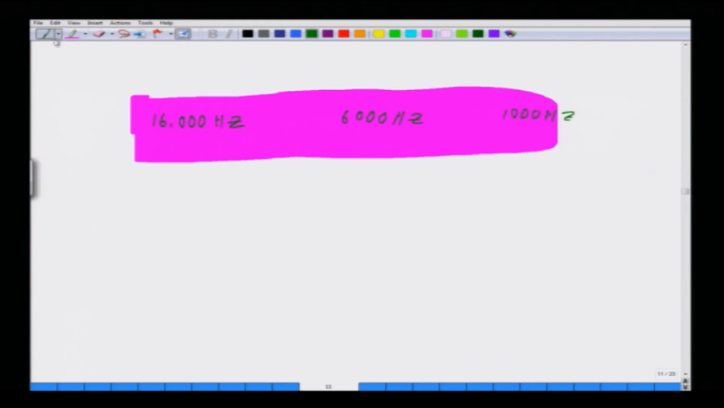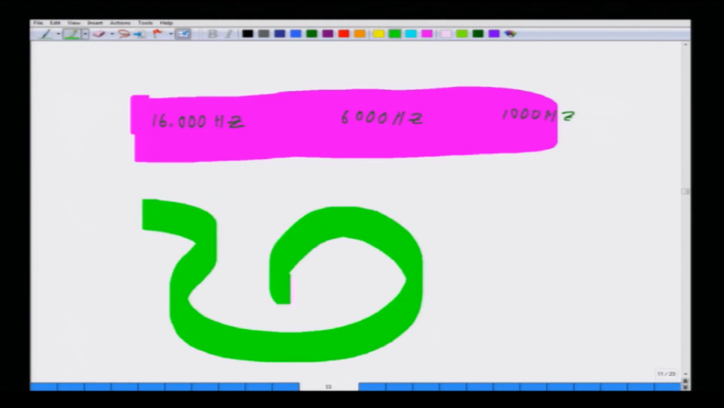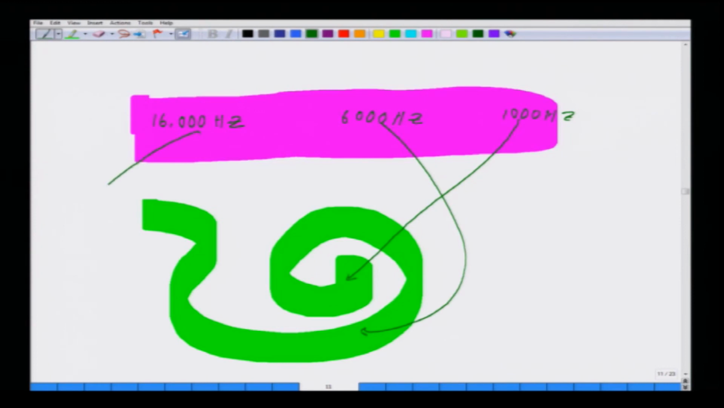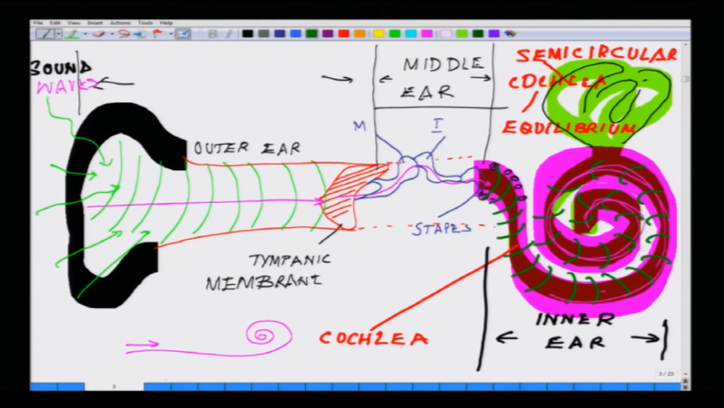So, essentially what is happening here is something like this. If you look at this structure, out here you have the 1,000 hertz, out here you have 6,000 hertz, and out here in the beginning you have the 16,000 hertz. So, as I was telling you, it has different kinds of hair cells. Now, if you go back into the hair cell structure, where I was trying to draw the hair cells.